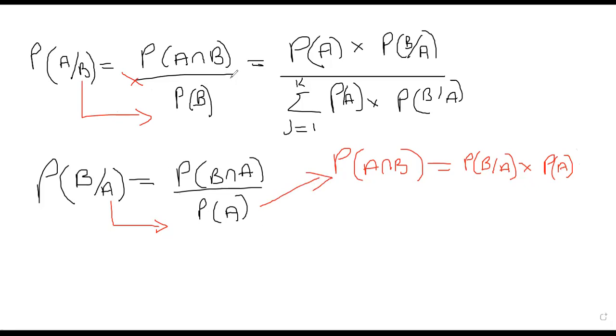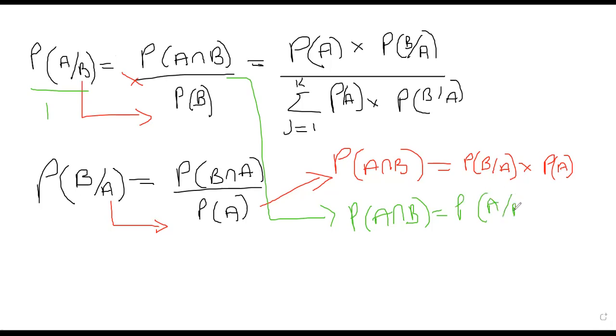If we expand this one also, the probability of A intersection B will be A intersection B, then A given B multiplied by B. The probability of A given B, you multiply by the probability of B.